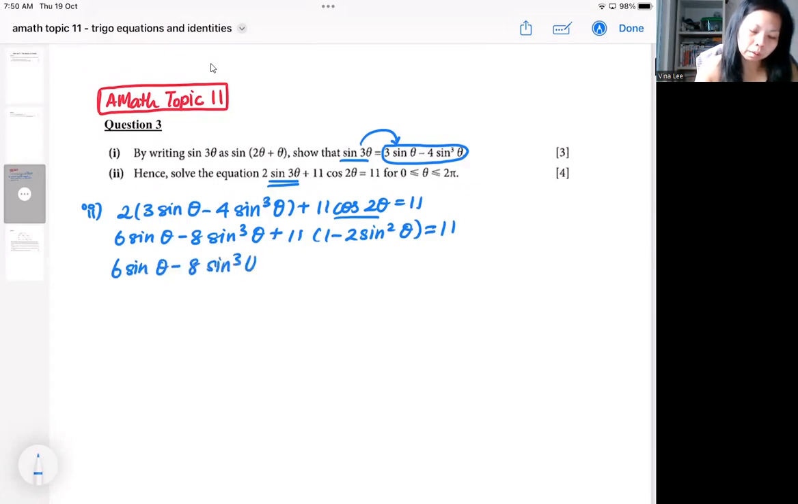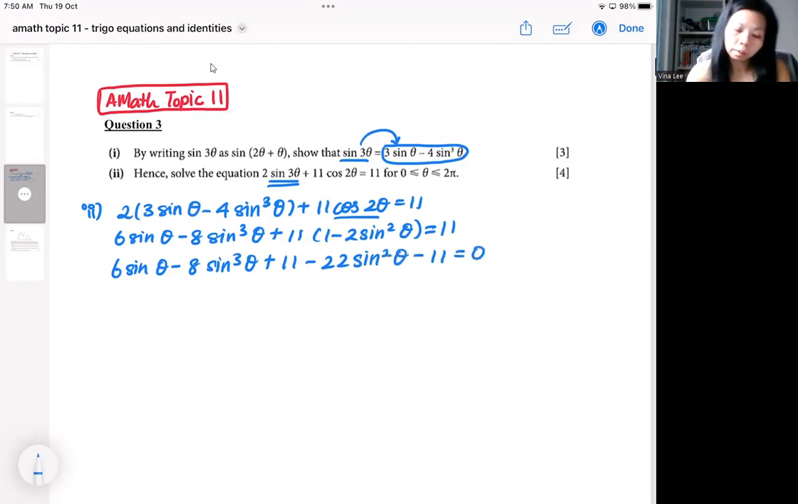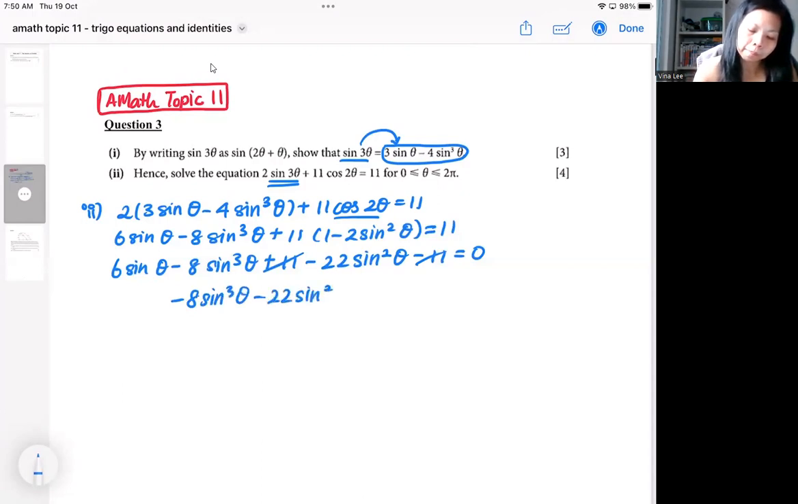Don't worry about the cube. Focus on working out your expansion with no careless mistake. You'll realize that 11 and 11 will cancel. Yes, you will have a cube. You will have a square. And you have a sine theta.